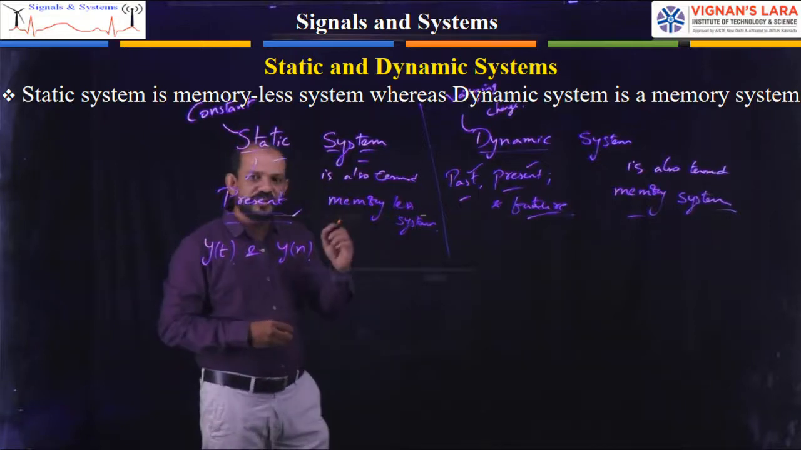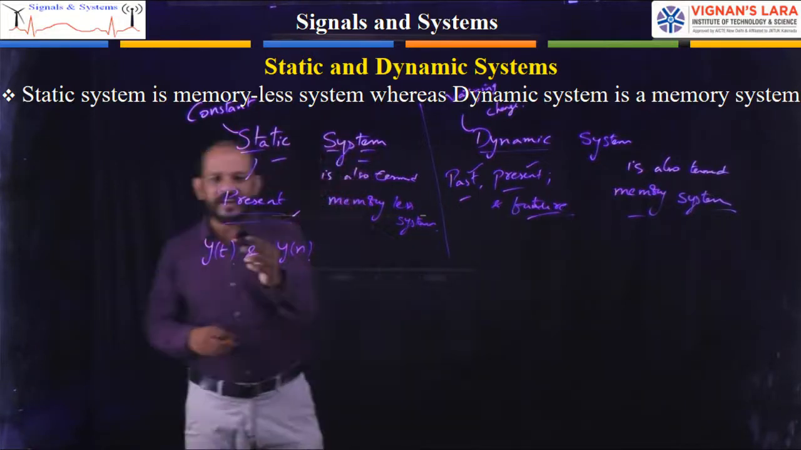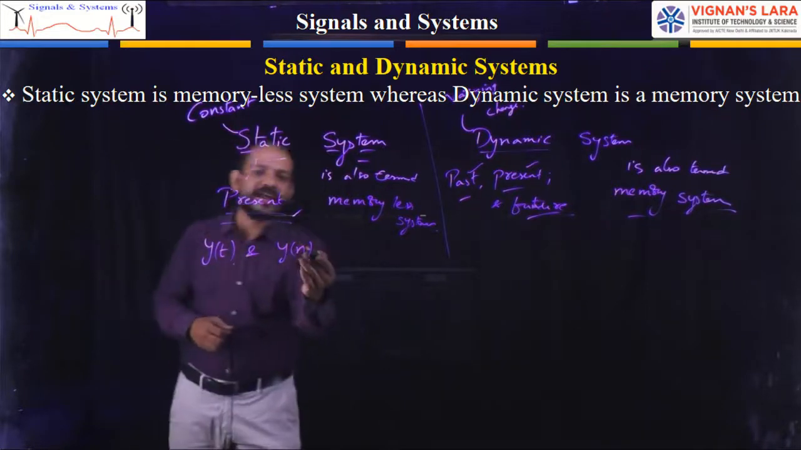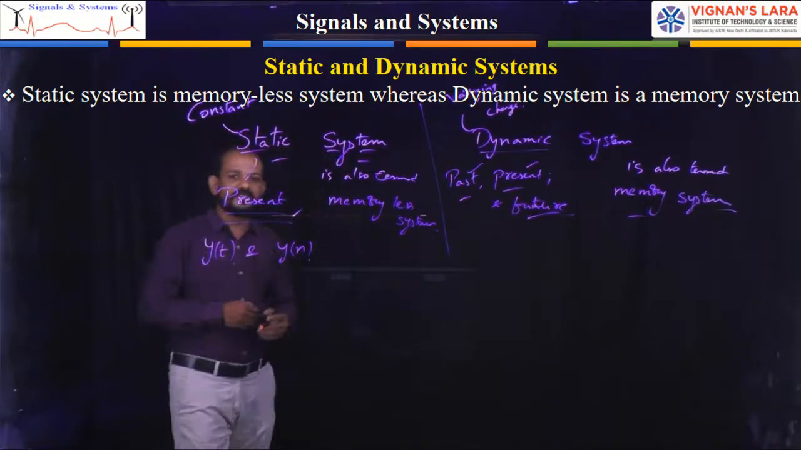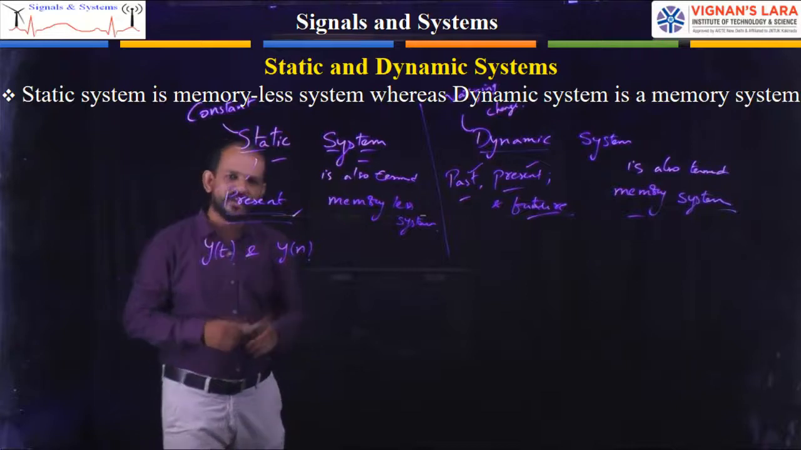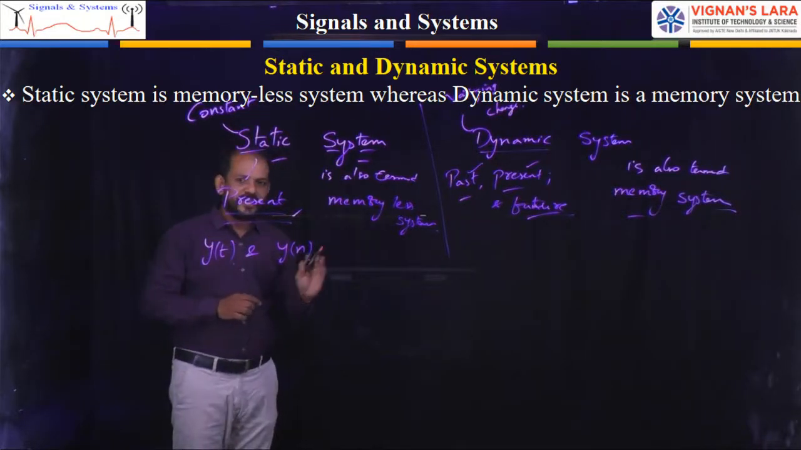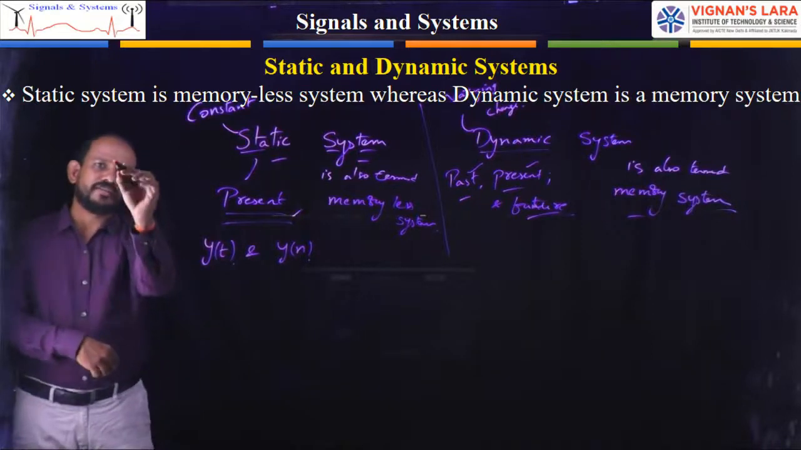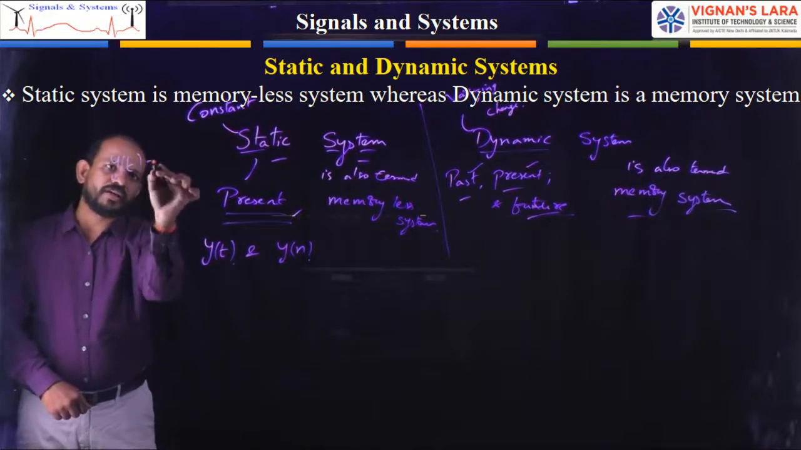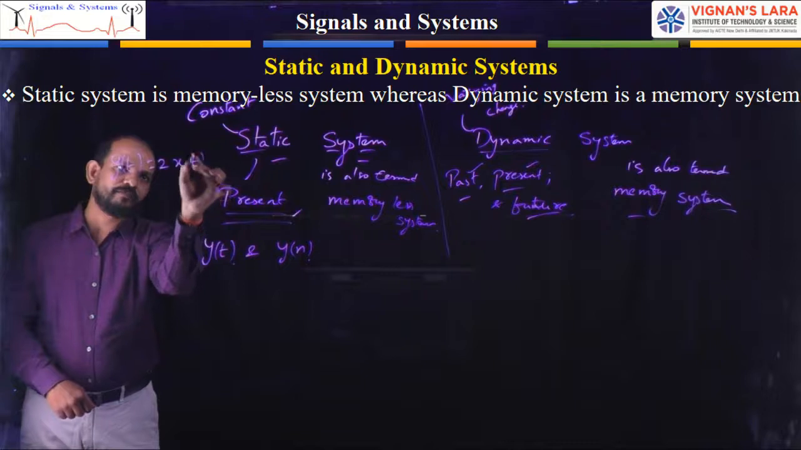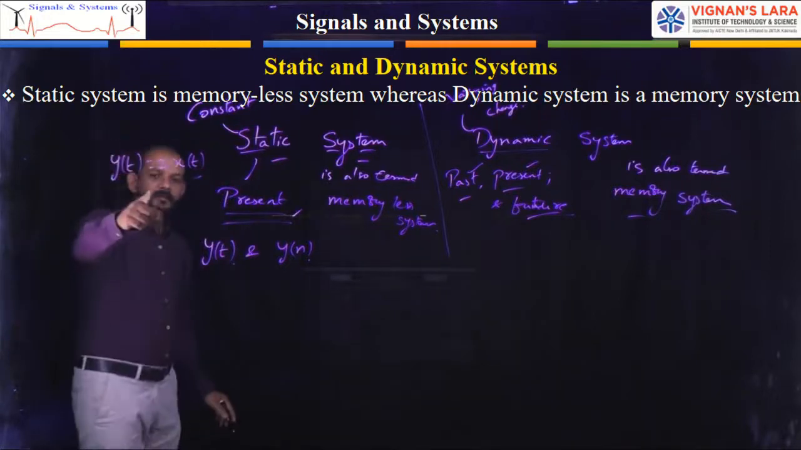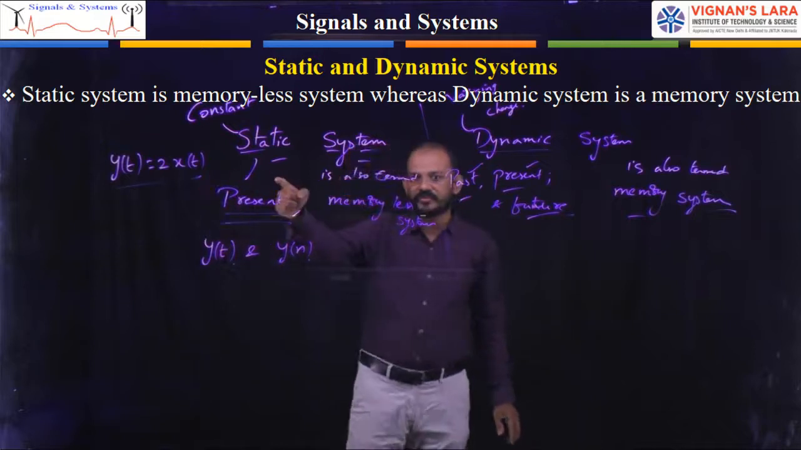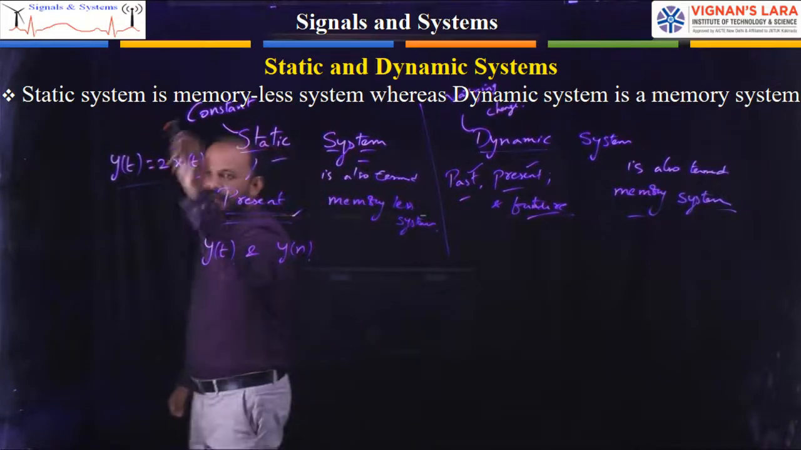So the only change is, whenever we get small t, I have to replace it with small n. Let us take an example for that. If there is an equation y of t equal to 2 into x of t, can anyone tell me whether this is continuous or discrete? This is a continuous one, because here we have a variable small t.